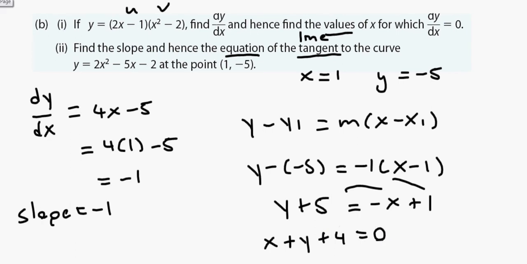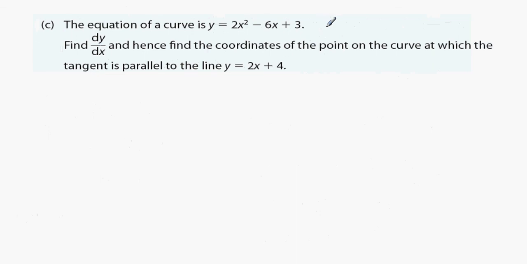And finally, the last question of today, which is the equation of a curve. We want to find the coordinates. We're going to find dy dx first and foremost. dy dx is easy enough to do. We differentiate, we're going to get 4x minus 6, and we're going to find the coordinates of the curve at which the tangent is parallel to the line y equals 2x plus 4.